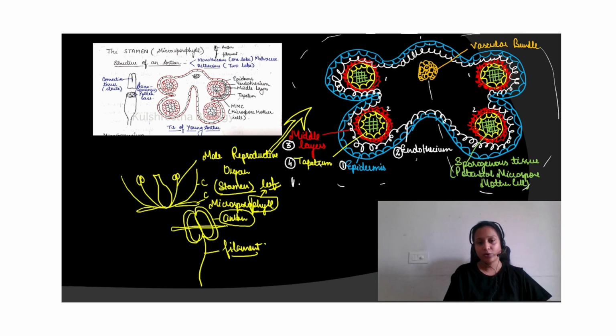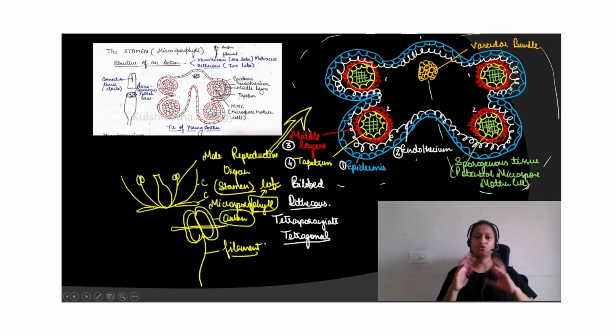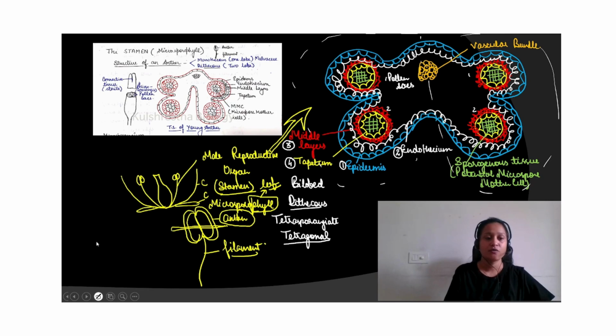So a typical anther is bilobed, dithecous, tetrasporangiate, and it is tetragonal. Remember these 4 terms. Bilobed, having 2 lobes. When you cut the section, each lobe has how many theca? 2 theca or 2 pollen sacs. These are the pollen sacs in which the pollens are formed. And at every corner there is a microsporangium. So in total how many microsporangia are there? In total there are 4 microsporangia. 1, 2, 3, 4. So a typical anther is tetrasporangiate.